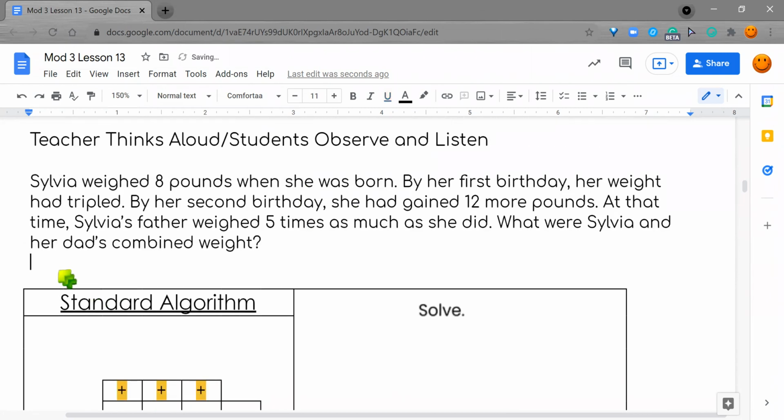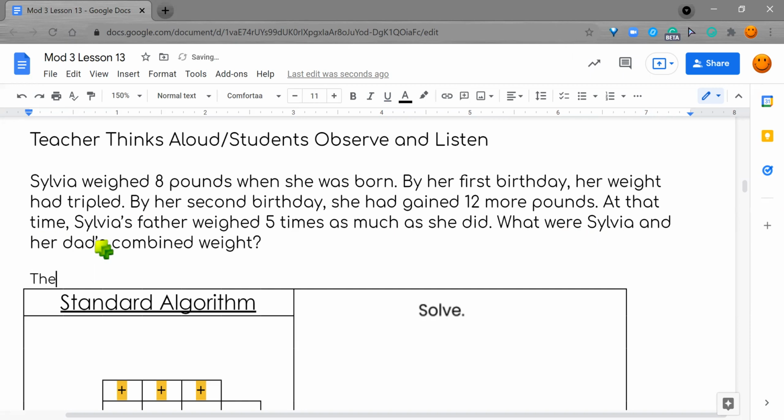Sylvia has been busy. She weighed 8 pounds when she was born. By her first birthday, her weight had tripled. By her second birthday, she had gained 12 more pounds. At that time, Sylvia's father weighed 5 times as much as she did. What were Sylvia and her dad's weight combined?